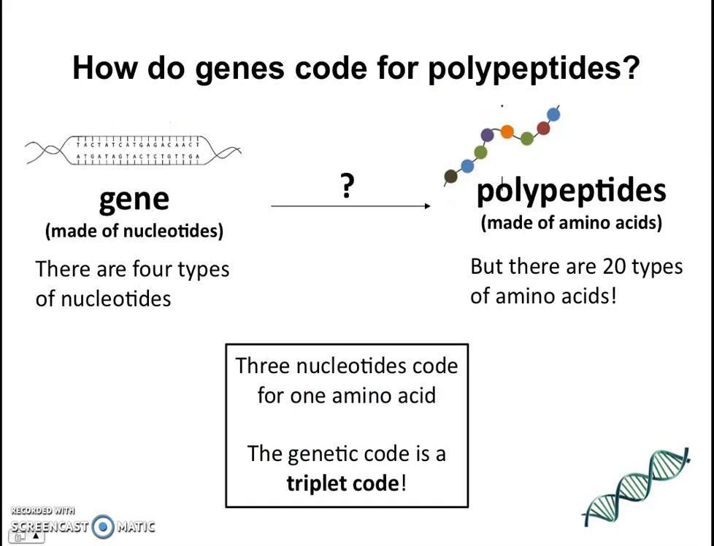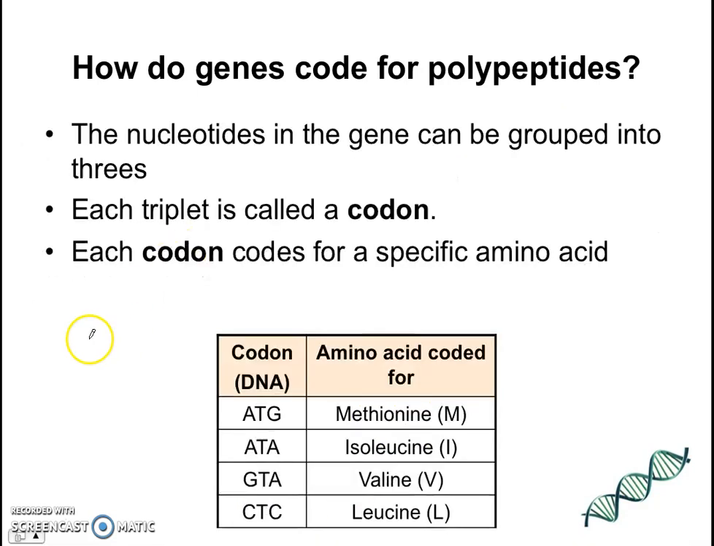Well, after thinking about it for some time and performing some experiments, scientists came to the conclusion that the decoder is not that one nucleotide leads to one amino acid, but rather 3 nucleotides code for one amino acid. So the genetic code is actually a triplet code. So how would this genetic code, this triplet code, work?